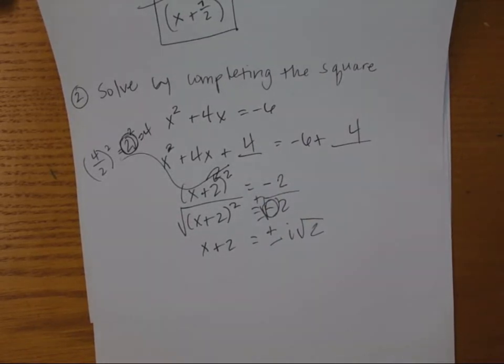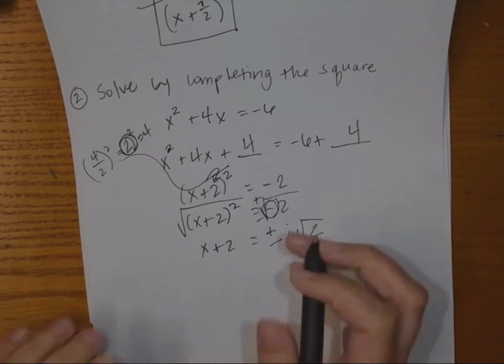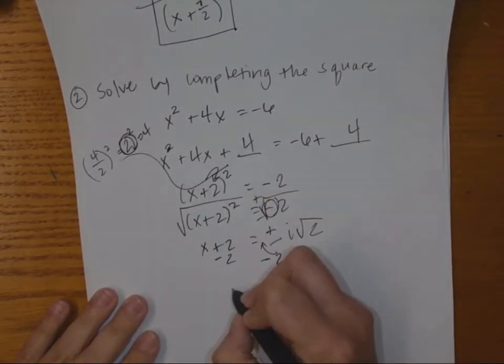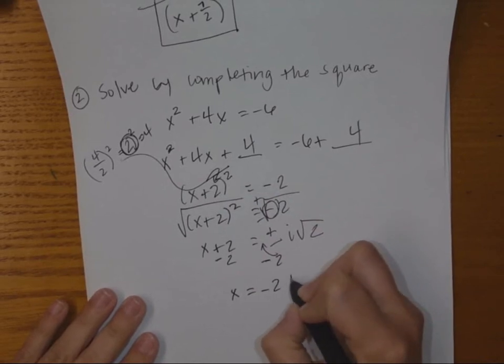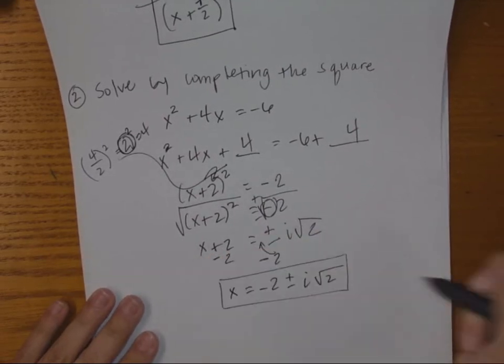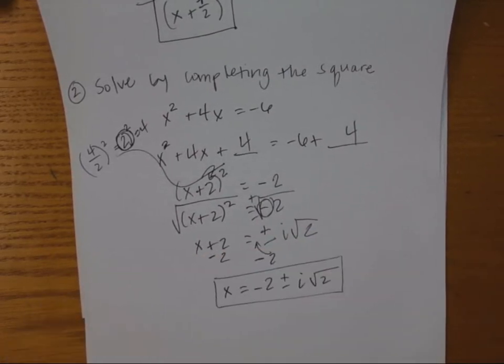And then the way I solve for x is I move the 2 over, subtract 2 from both sides. It needs to go up in front of the plus or minus. So my answer is x equals -2 plus or minus i times the square root of 2. And that is how you solve by completing the square.